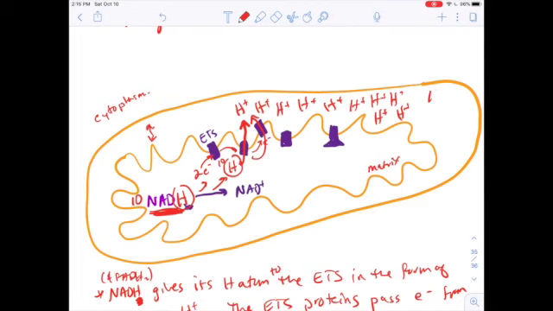That difference in concentration is called something. When you have a high concentration of protons in this intermembrane space and a low concentration of protons back in the matrix of the mitochondria, that, my friends, is called a concentration gradient: a high concentration in one area up here and a low concentration here.